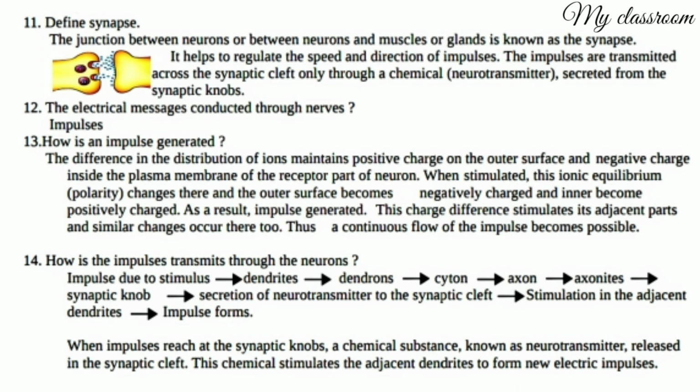How are impulses transmitted through the neurons? Impulse due to stimulus goes to dendrites, dendron, cyton, axon, axonite, synaptic nerve, where the secretion of neurotransmitter to the synaptic cleft occurs, and then stimulation in the adjacent dendrites, and thus the impulse forms. When impulses reach the synaptic nerve, a chemical substance known as neurotransmitter is released in the synaptic cleft. This chemical stimulates the adjacent dendrites to form new electric impulses.